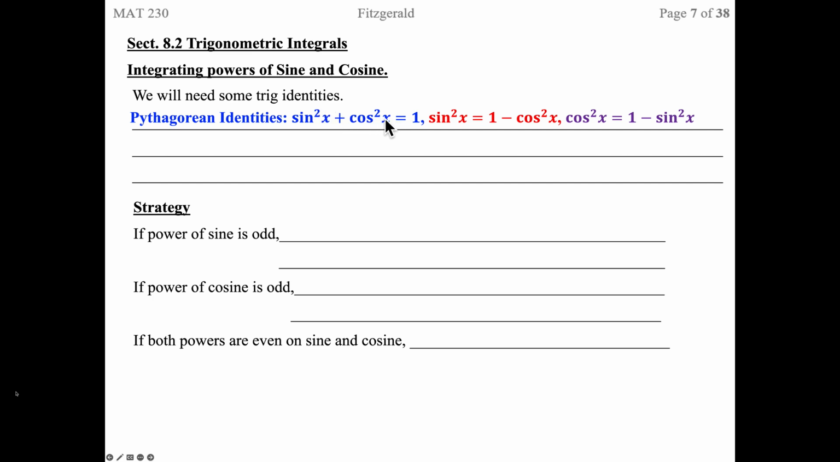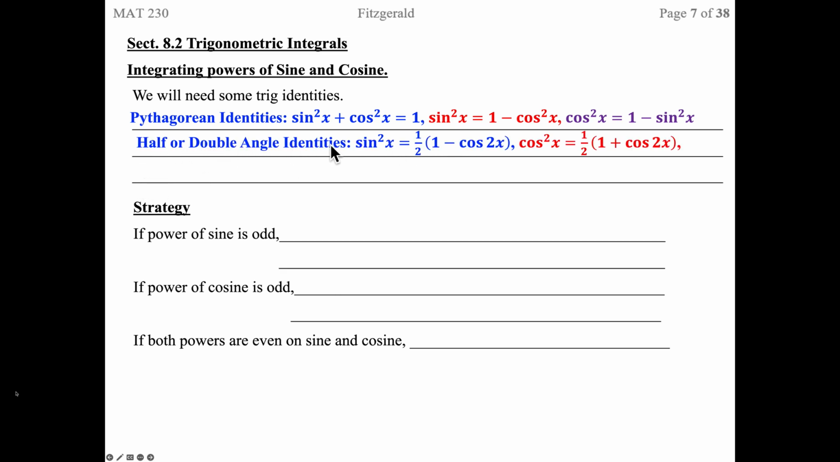Sine squared x plus cosine squared x equals 1. This is where we're going to use it, so we can substitute in a 1 minus cosine squared x for sine squared x, or vice versa, 1 minus sine squared x substituted into cosine squared x.